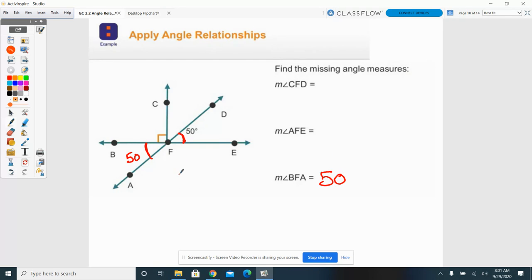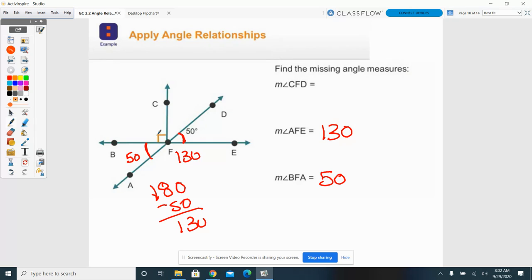Now we have some straight lines, and they add to 180. So you can find this guy here if you want. Some of you might find this guy. It's up to you. Straight lines add to 180. Here's a linear pair. If I take 180 minus 50, I get 130 for angle AFE. So this would be 130.